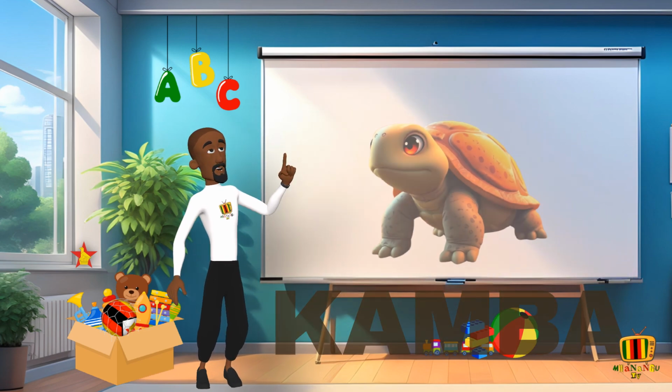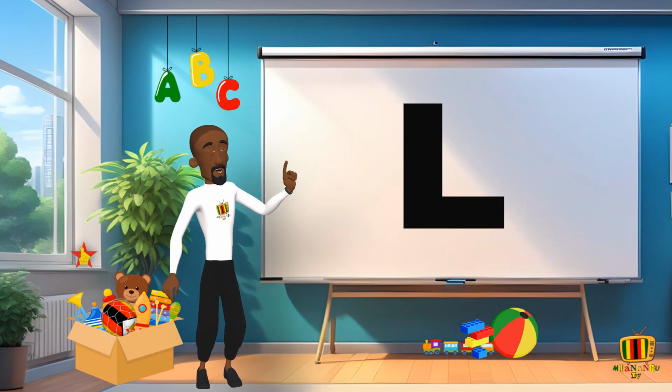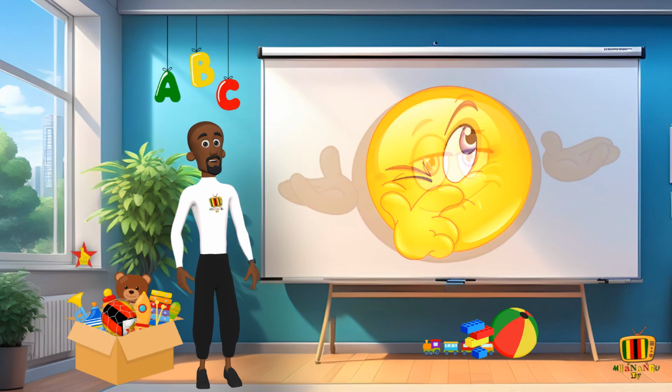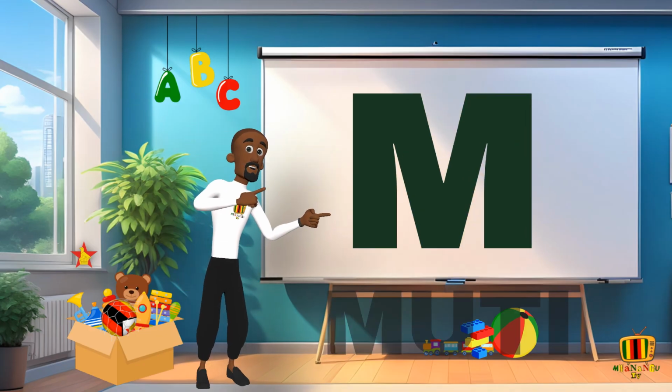But wait, there's no L in the Shona alphabet. Did you know that? Try and think of Shona words beginning with L. You won't find any. M is for muti, tree.